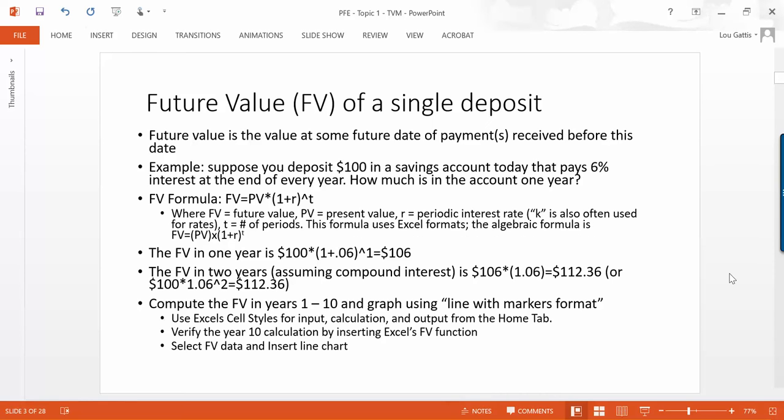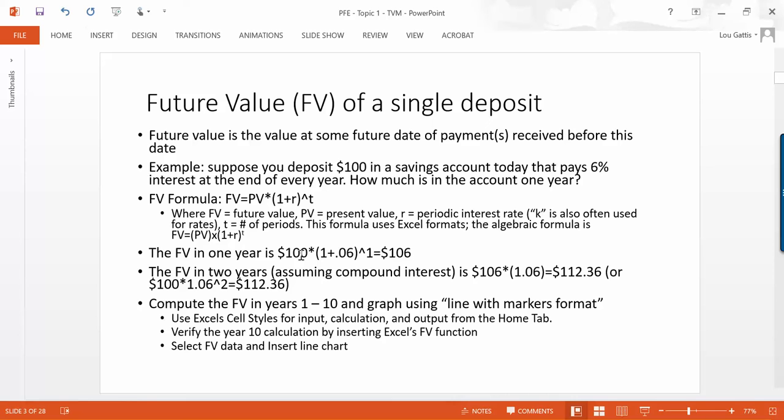Let's start out with the concept of future value, or FV. The future value of a single deposit, also called a lump sum, is the value of that payment at a future date. For example, suppose you deposit $100 in a savings account today that pays 6% interest. How much would you have in 1 year? Using the future value formula, the future value of an initial deposit today, we'll call that the present value, earning some interest rate R raised to the t, will tell you the future value at a time period t of an initial payment of PV earning R% interest.